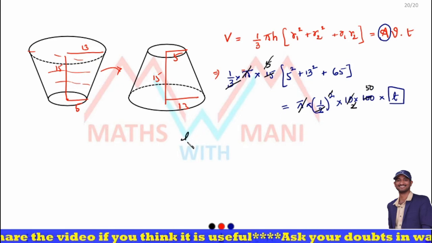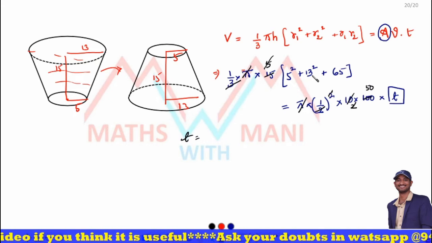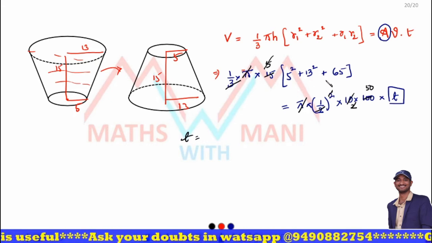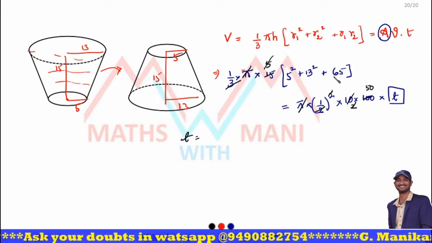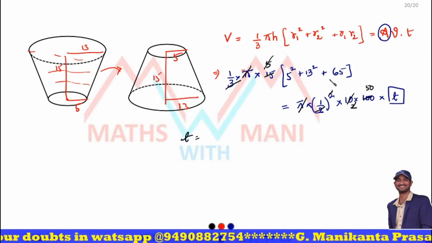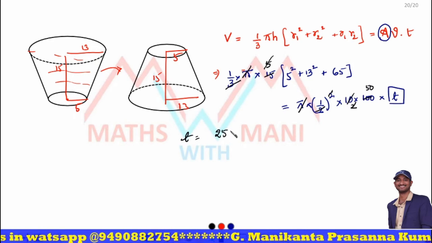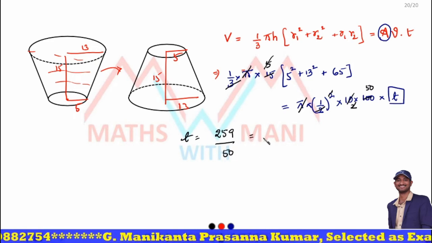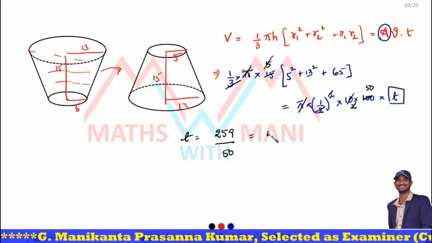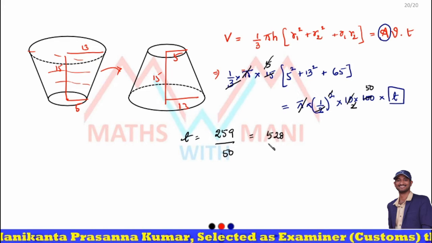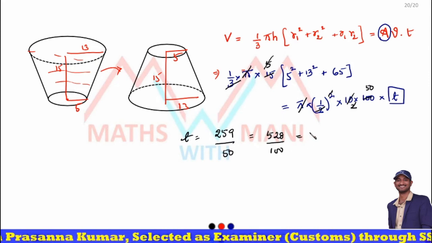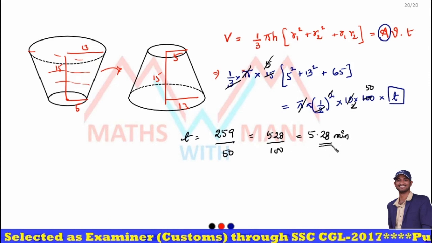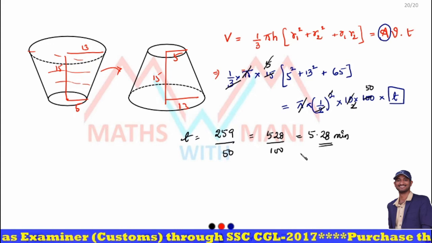Okay, so what is the value of t? 13 square is 169, plus 25, plus 65. 25 plus 65 means 90. 169 plus 90 means 259 by 50. So multiply by 2 on both sides, what do we get then? 528 by 100. 528 by 100 means 5.28 minutes. So this is the exact answer.